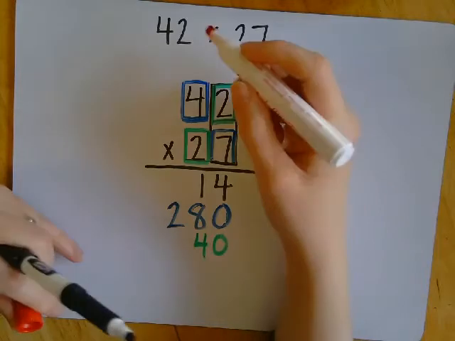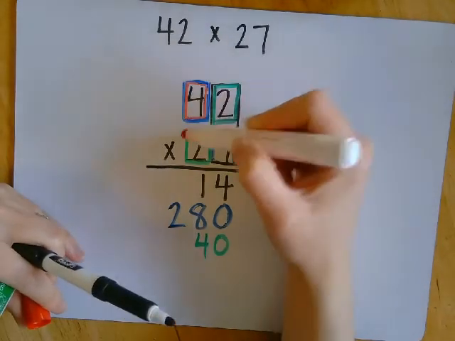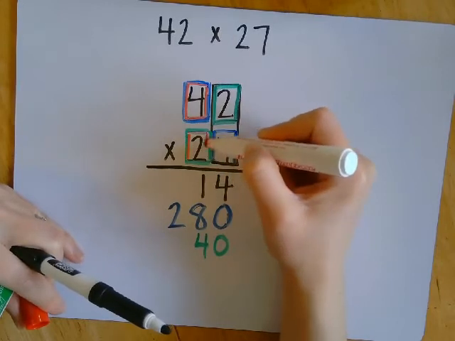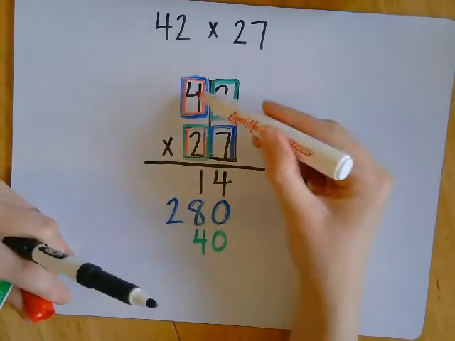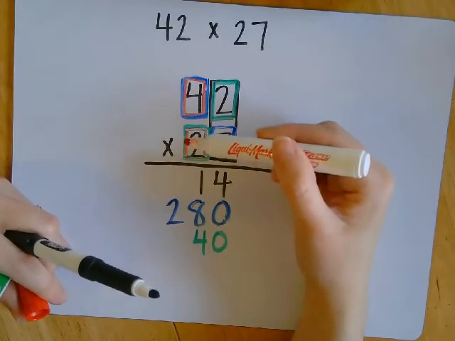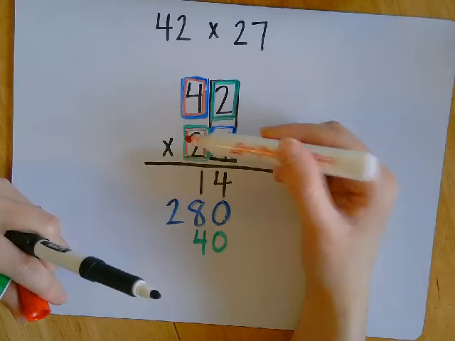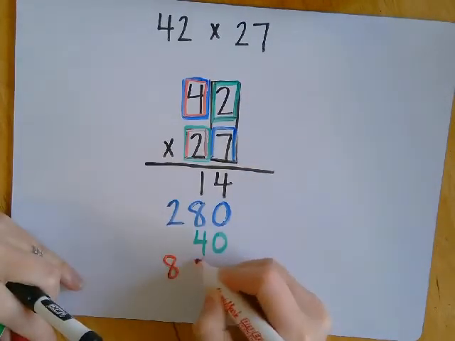And then lastly, I am going to multiply 40 times 20. I can look at that as 4 times 2, which is 8, but because both of these are in the tens place, I need to add 2 zeros to my answer. So that would be 800.